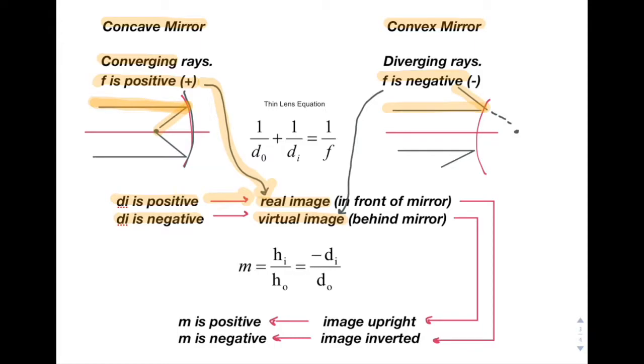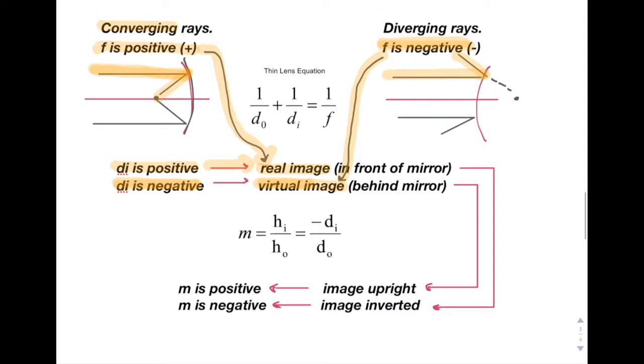And so let's go through the convex mirror now. As the F is negative, that's going to produce a virtual image, and if it's a virtual image, then the distance of the image is negative. We can once again follow the arrows through. If it's a virtual image, then the image is going to be upright. And if it's a real image, then the image is going to be inverted.